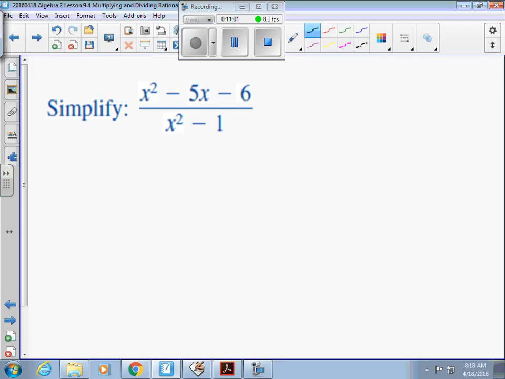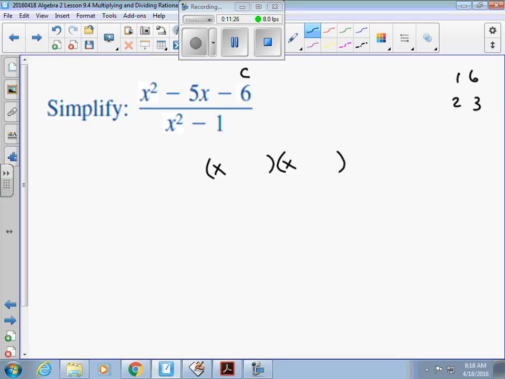So what we're going to do is factor the numerator and factor the denominator. The numerator is a trinomial, so we'll factor it and make it the product of two binomials. X squared separates into x times x. Your C value 6 has two pairs: 1 times 6 and 2 times 3. Both of those give you B's value 5.